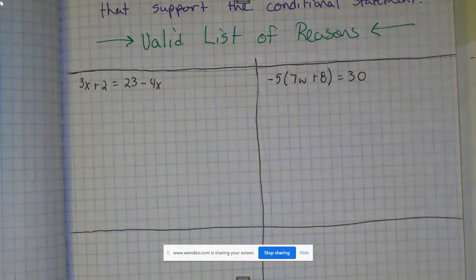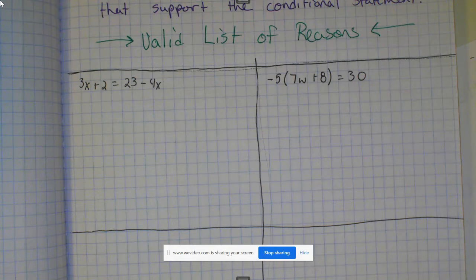So we're going to solve these. And as we solve these, we're going to provide reasons as to why I can do each step. When we do a proof, we're going to outline it in a 2-column proof. Proofs do not have to be in 2 columns. I just find that it's the most organized way of doing it.